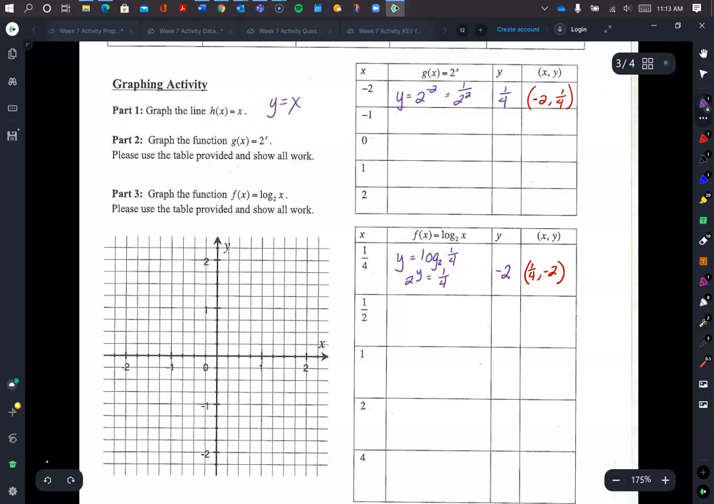And that would be if x is 0, y is 0. If x is 1, y is 1. If x is 2, y is 2. If x is negative 3, y is negative 3. I'm just saying all those equivalencies there, and you could dash that in.